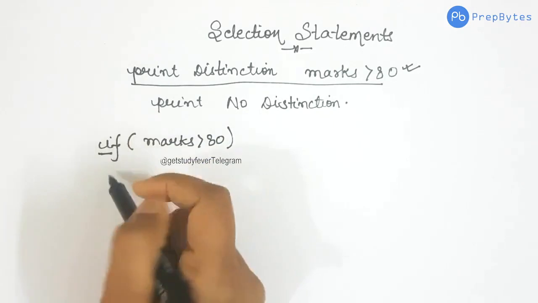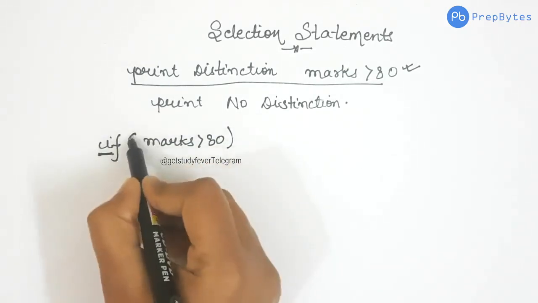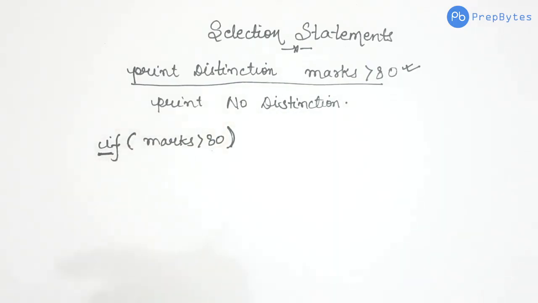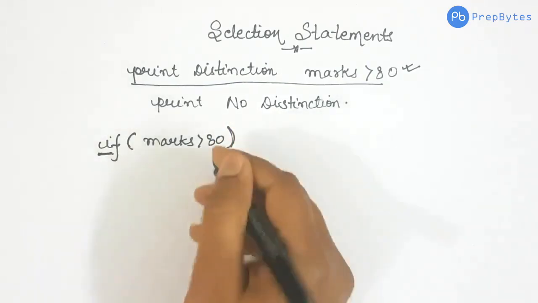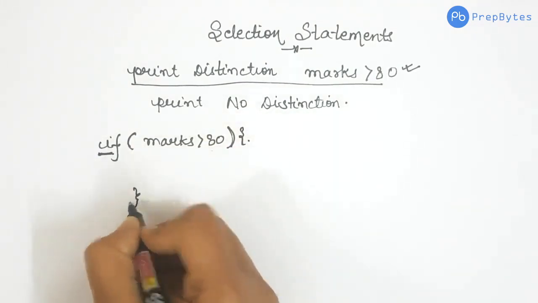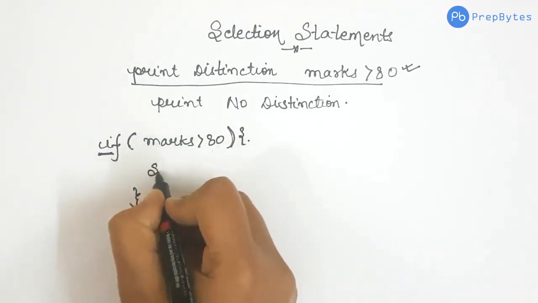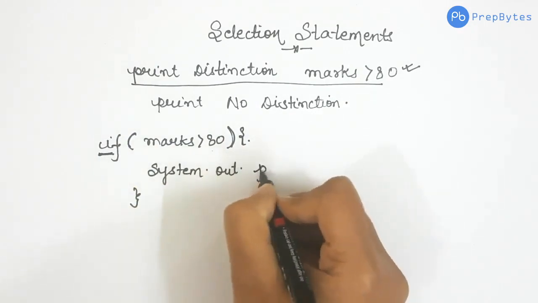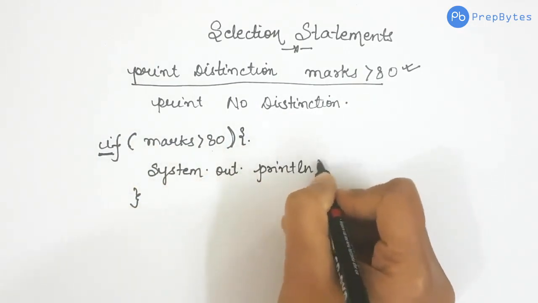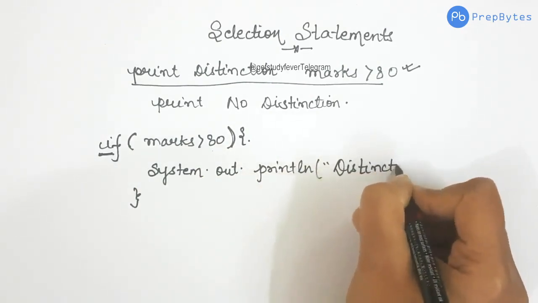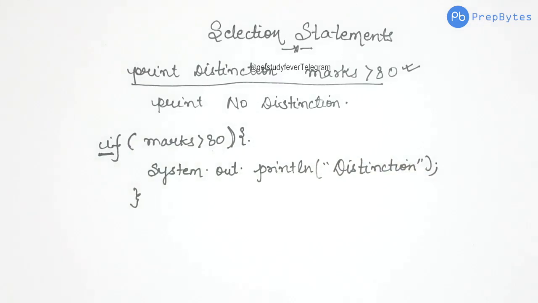So I'll repeat the syntax. If is the keyword, then we have brackets, and inside the brackets I write the condition, whatever condition is there. And if this condition is true, I have an if block. Then what will I do? I will print distinction. So this is all about the if statement, simple.